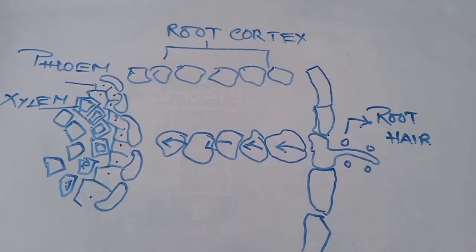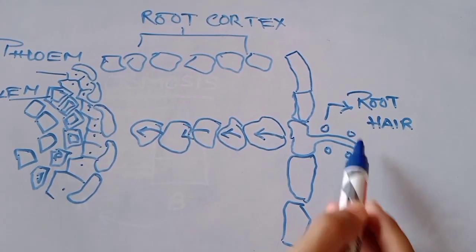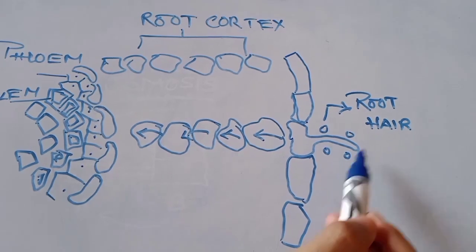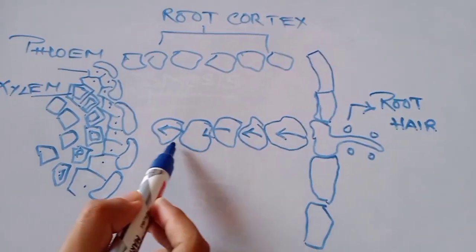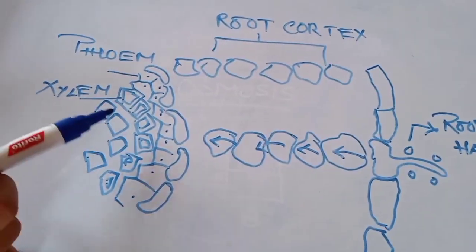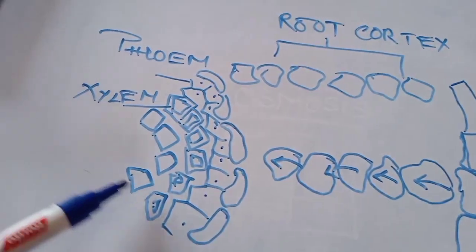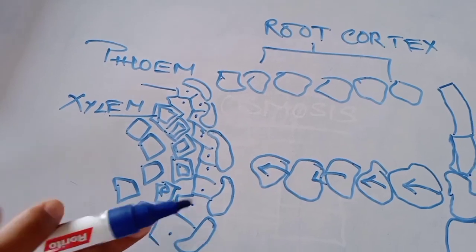Now let's see a diagrammatic representation of these root hairs and how they conduct the water and transport it to the plants. Now you see over here, this is the root hair. These are the soil particles. From here, it absorbs the water and the water moves in this direction. This is the root cortex. These are the phloem and this is the xylem. So this part forms the vascular bundle.